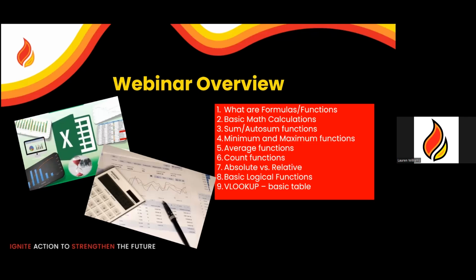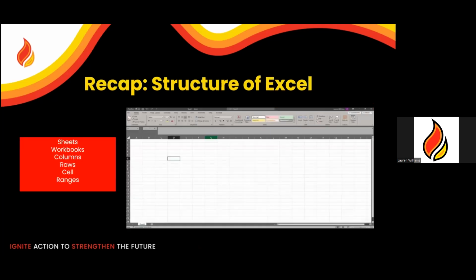We're going to just review basic math calculations that you would have learned in your young years in math. We're going to look at sum and auto sum functions, the minimum and the maximum functions, how to calculate averages, how to use the count function, absolute versus relative, which is really, really important to understand. Some basic logical functions, those are and, if, or, and we're going to look at VLOOKUP because that's a really, really useful tool in Excel. So again, some basic overview functions, and if you have additional requests, please let Caitlin know.